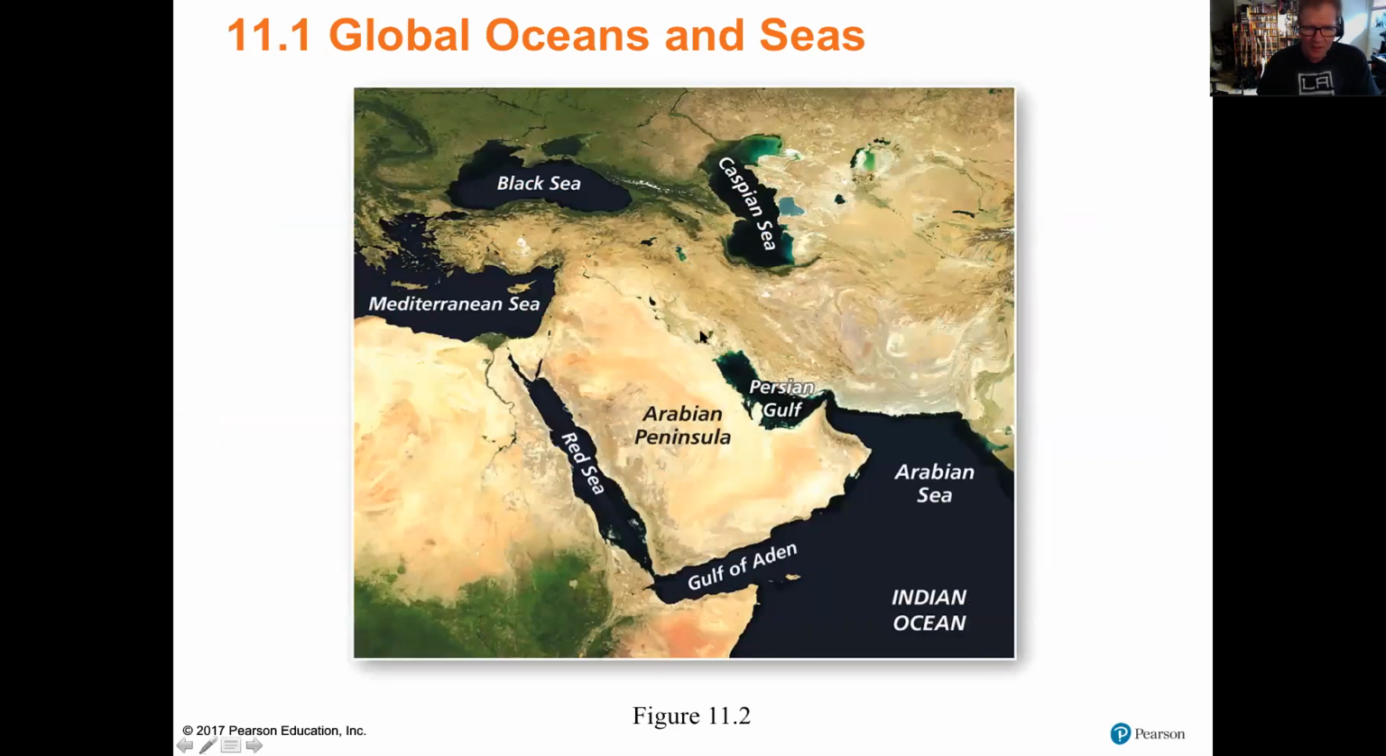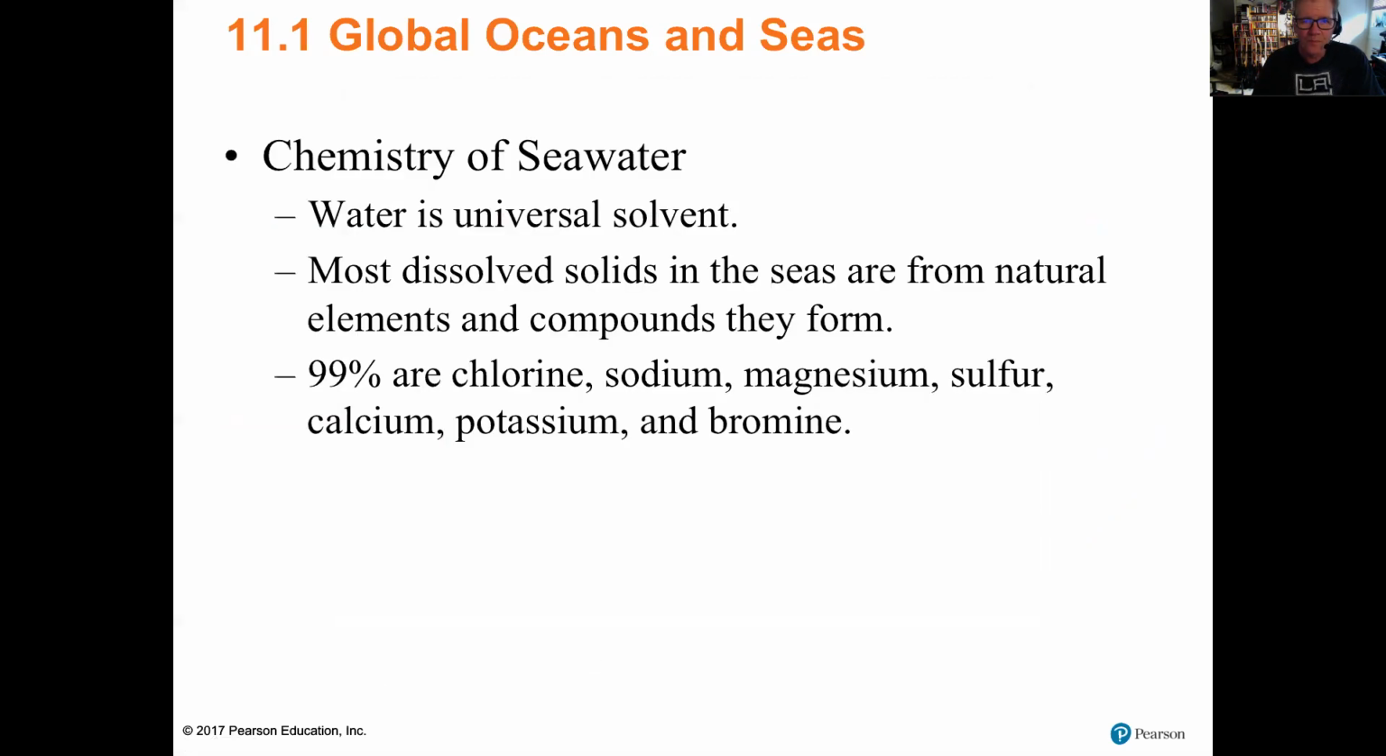Just zooming in on the Mideast here. So here's the Mediterranean, Black Sea, Caspian Sea, which is actually more of a giant lake, but they call it a sea. Notice the Gulf here. Here's the Red Sea, the Gulf of Aden, and the Arabian Sea, Indian Ocean. So you have all these different forms right here in this one slide. So that's a good way to look at this.